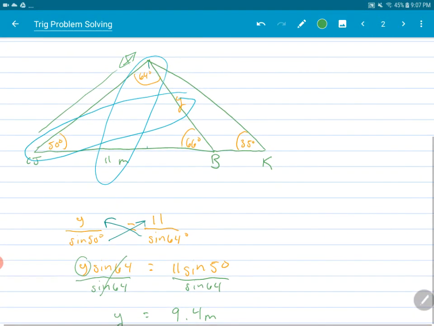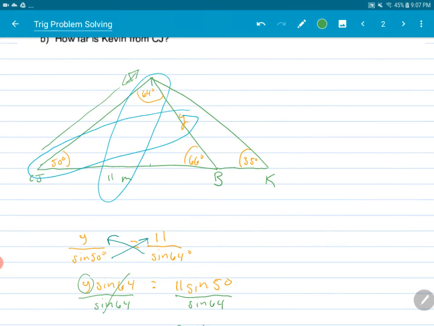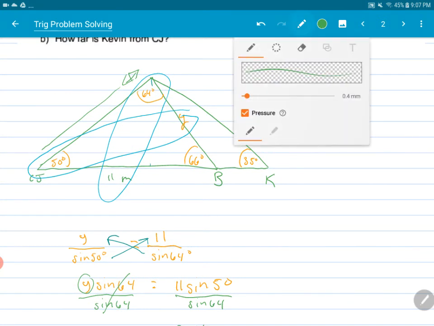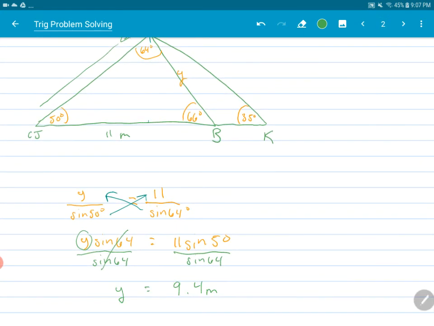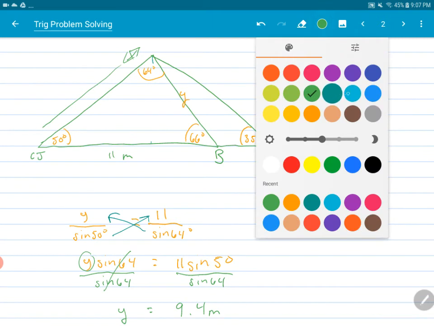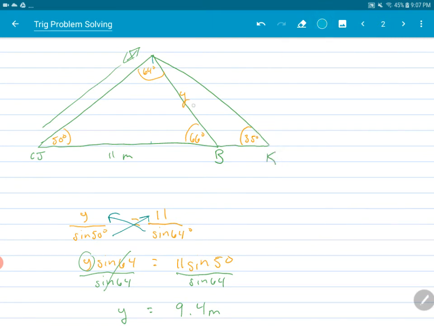So we can go back into our drawing, which I kind of ruined with the blue, but we can erase that to make it a little bit more clear. Perfect. So we can now add to our drawing that it's actually 9.4 meters. So let's put that in right here. So now we can go back to our original goal, which was to find the height. So we'll put our height back down here, and we'll put our right angle there.